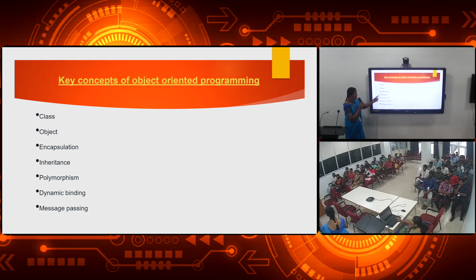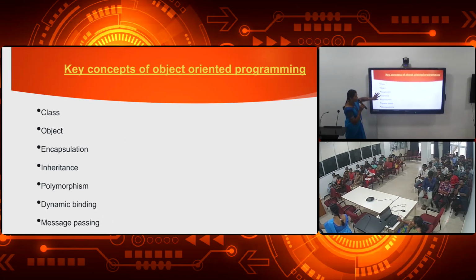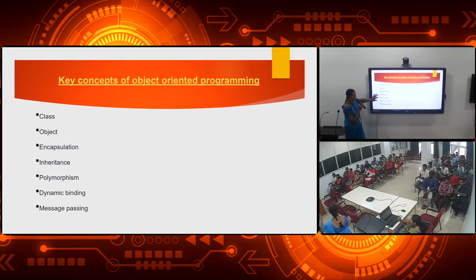So in this one, the class is going to consist of two things. One is going to be known as the variables and another one is going to be known as the methods. The variables which are declared inside the class are going to be called data members, and the methods or functions which are declared inside the class are going to be called methods or member functions.